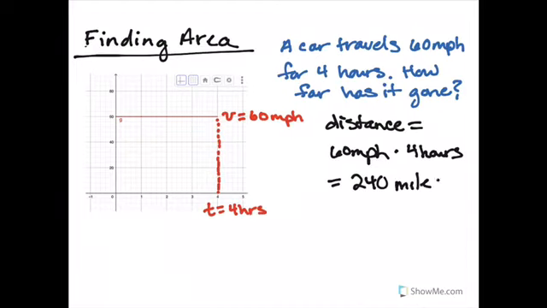240 miles. Now, if I look at this on the graph, I see that the height of this rectangle is 60. The base is 4. So when I multiply 4 by 60, what I find is that the area of this rectangle is 240.